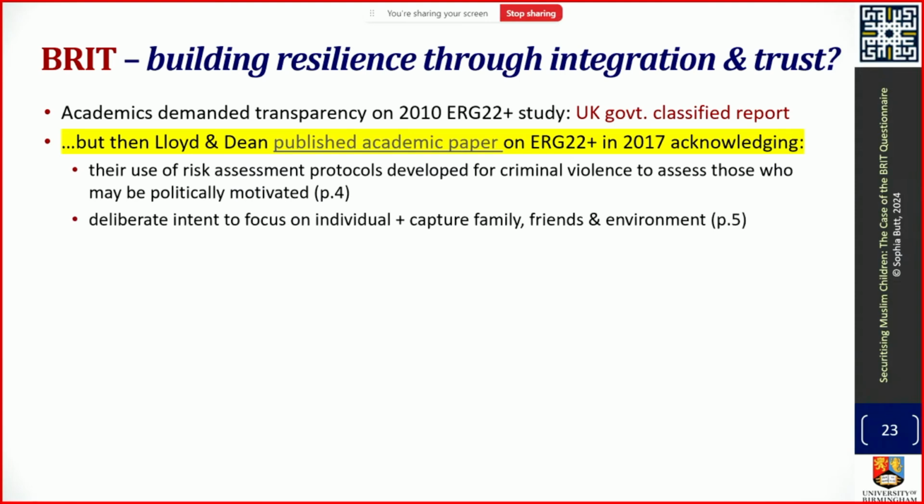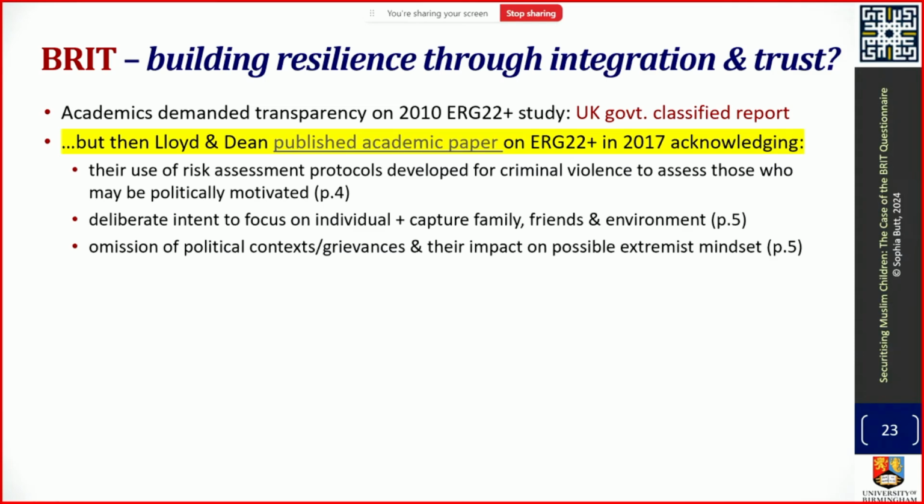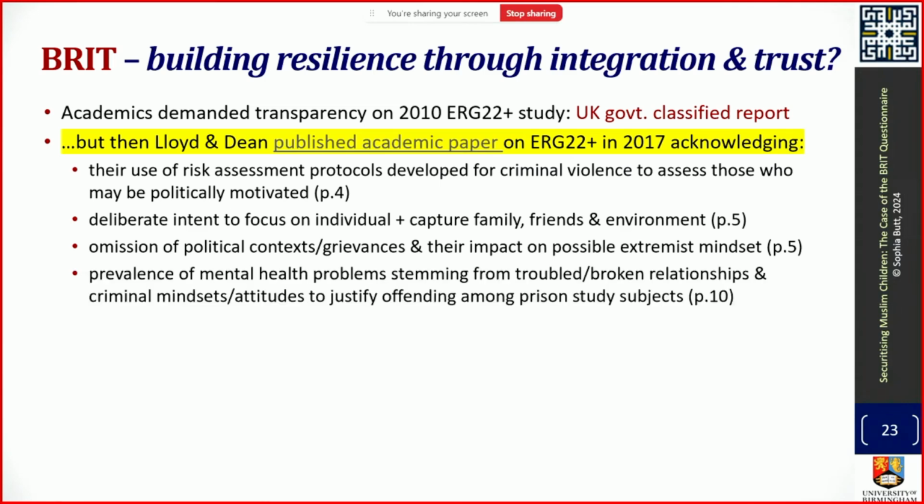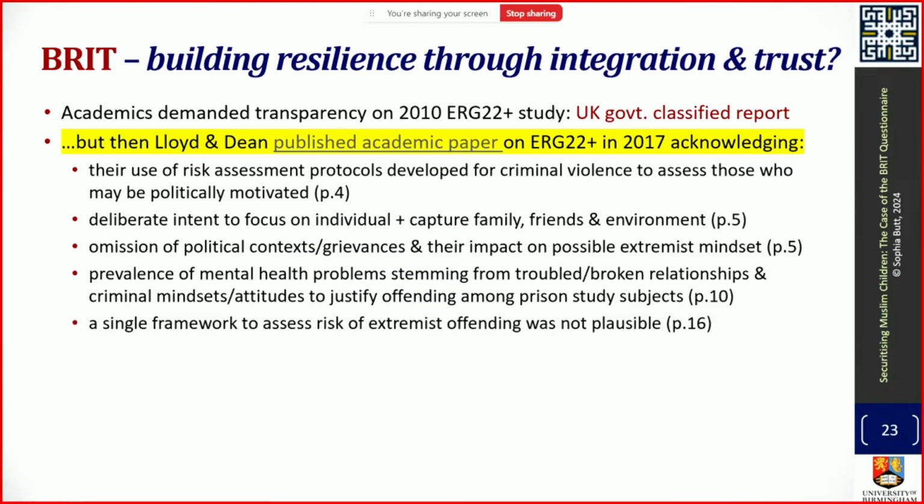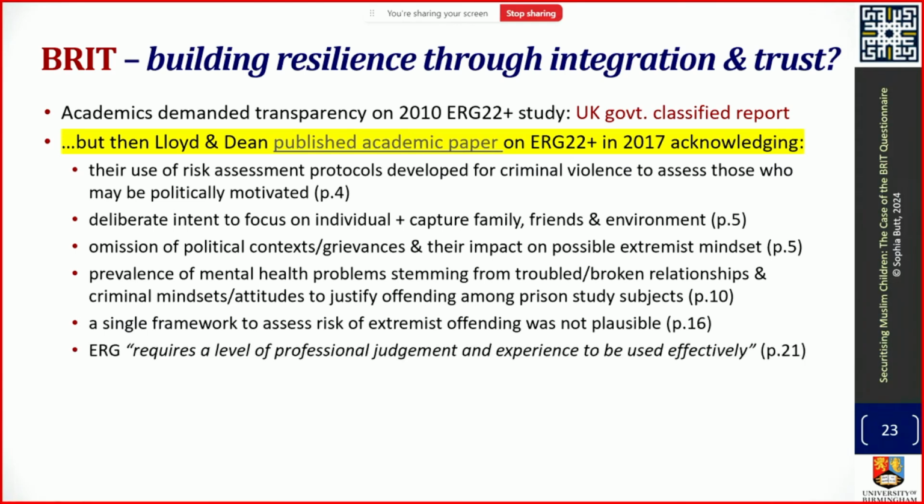They acknowledged that there was a deliberate intent to focus on the individual plus capturing family, friends, and the environment. They said that they had omitted things like political contexts or grievances and the impacts on possible extremist mindsets. They said there was a prevalence of mental health problems stemming from troubled or broken relationships or criminal mindsets and attitudes to justify offending among their prison study subjects. They said that a single framework to assess risk of extremist offending was not plausible. And they said that ERG, quote, requires a level of professional judgment and experience to be used effectively.